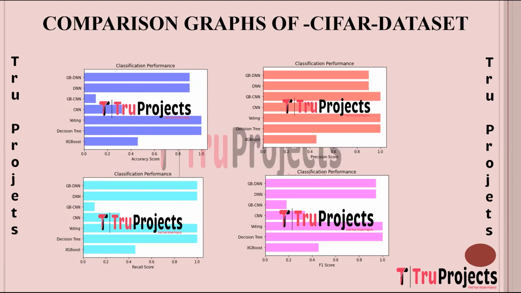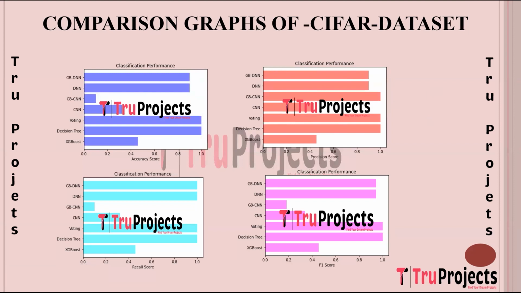Accuracy is a measure of the overall correctness of a classification model. It calculates the ratio of correctly predicted instances, both true positives and true negatives, to the total number of instances. This is the precision comparison graph. On the x-axis we have precision score and on the y-axis we have algorithm name.